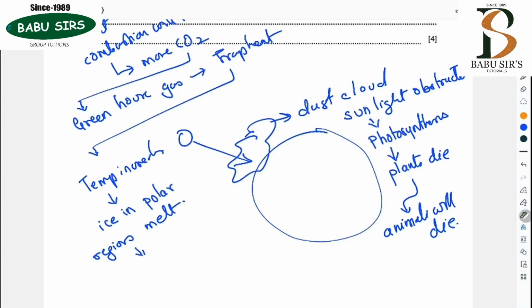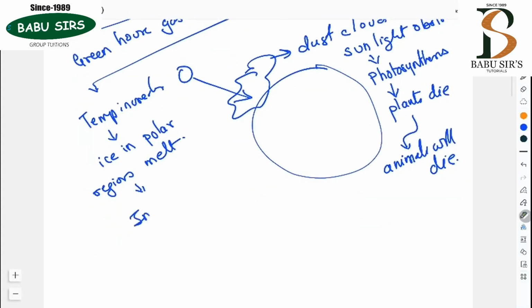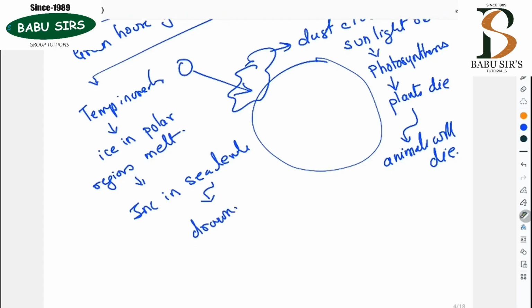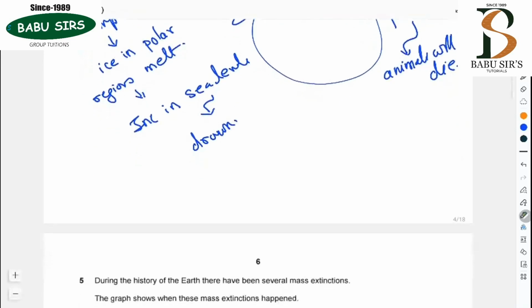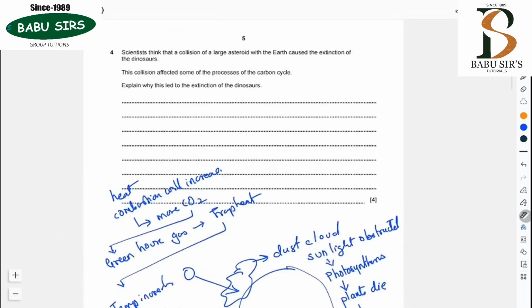Then there will be an increase in sea level. Because of the increase in sea level, the land near the sea will drown. Then there might be climate change also. So these are the effects of the collision.